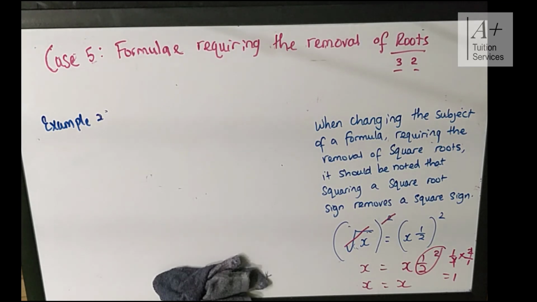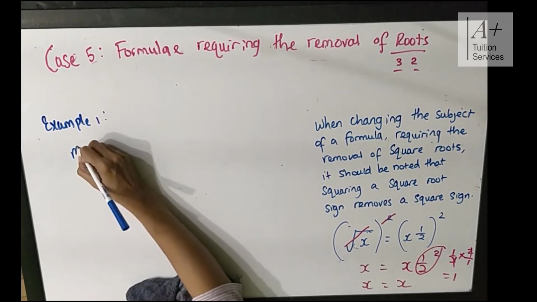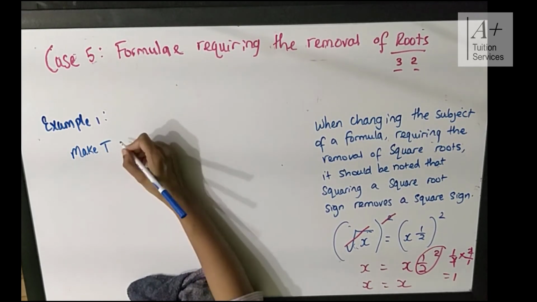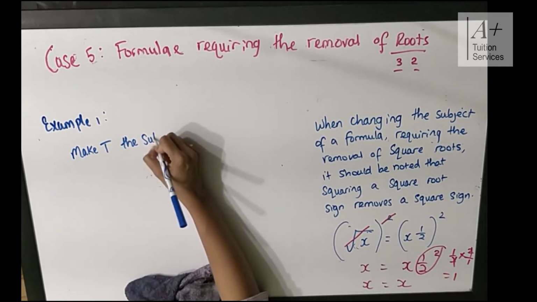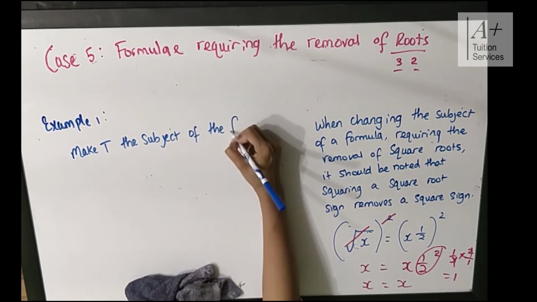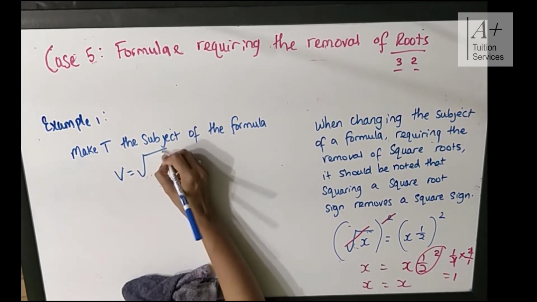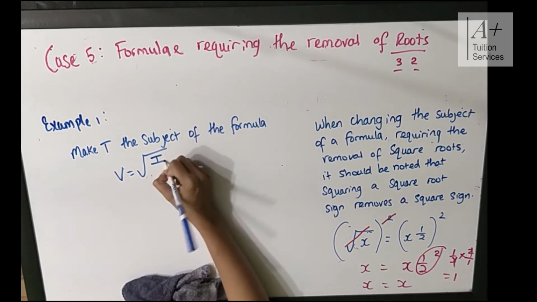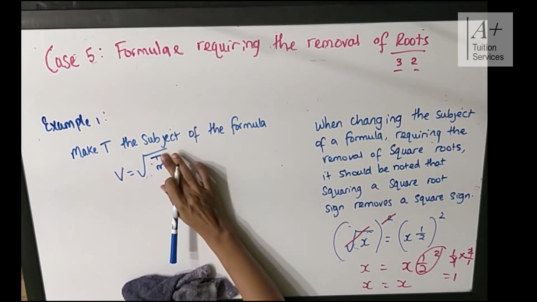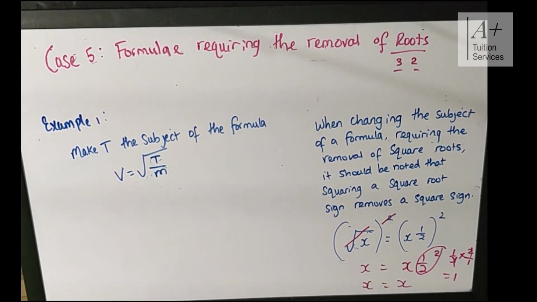So let's look at an example. So we have example 1. Make T the subject of the formula V is equal to the square root of T over M. Let me write that over there. T over M, okay? And we want to make T the subject, capital T.